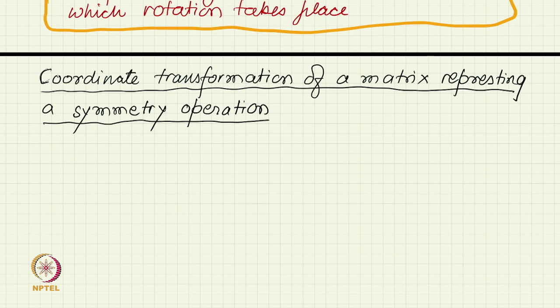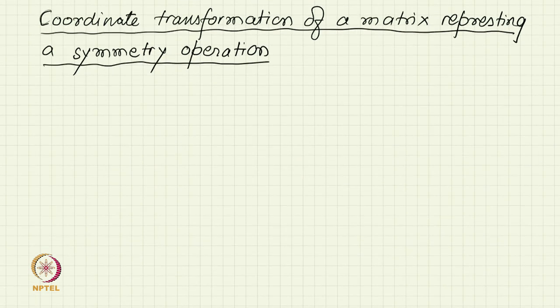So, how do I formulate what is the form of the new matrix? If I know the vector transformation, if I know the coordinate transformation by matrix Q, what is the proper way of transforming a symmetry transformation W? So, that is the problem which we now try to solve.